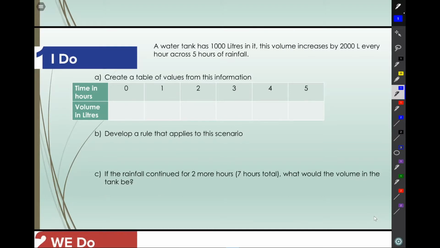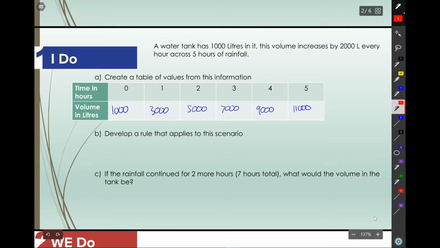Okay, let's imagine a water tank has 1,000 litres in it, and this volume increases by 2,000 litres every hour across 5 hours of rainfall. So at the start, the tank has 1,000 litres in it. So when the time is 0, I'm putting 1,000 litres in the tank. And then every hour that goes by, 2,000 extra litres get added on to the volume of the tank. So this is what's happening. We started from 1,000 and then we've added on 2,000 every time an hour has gone by.